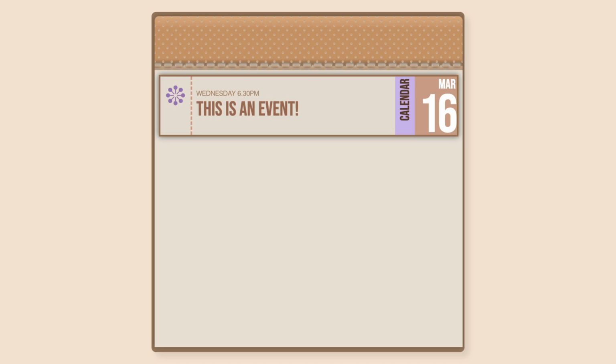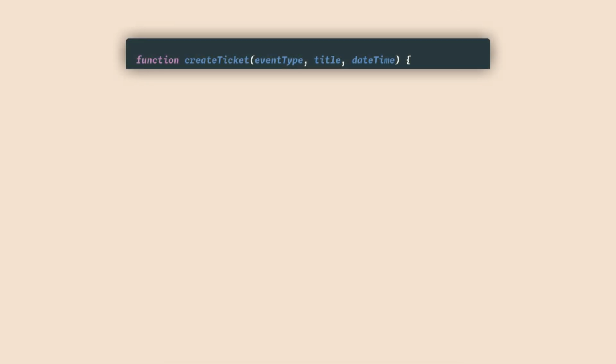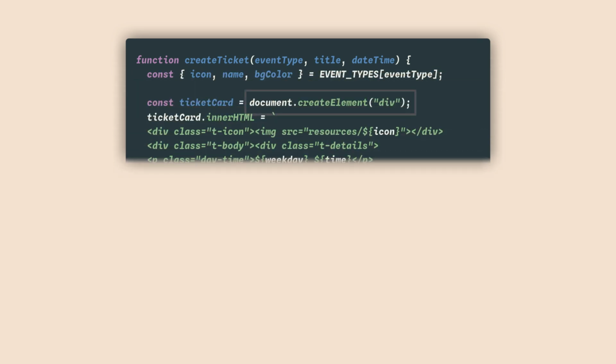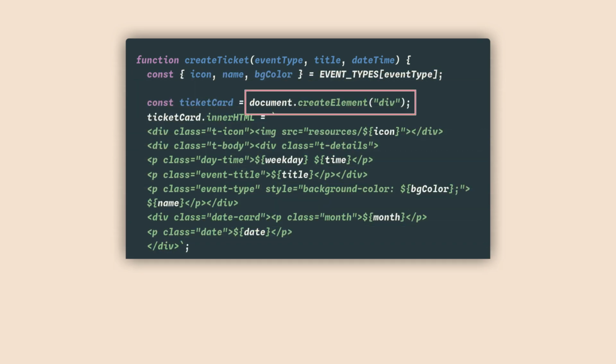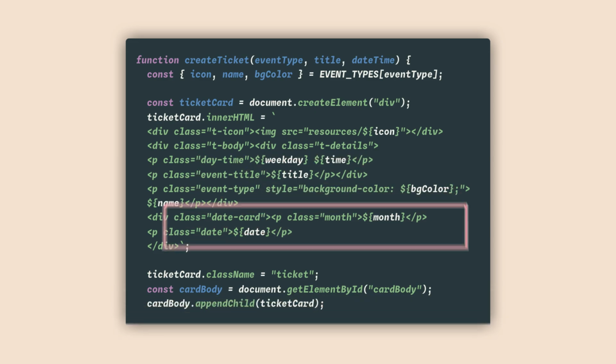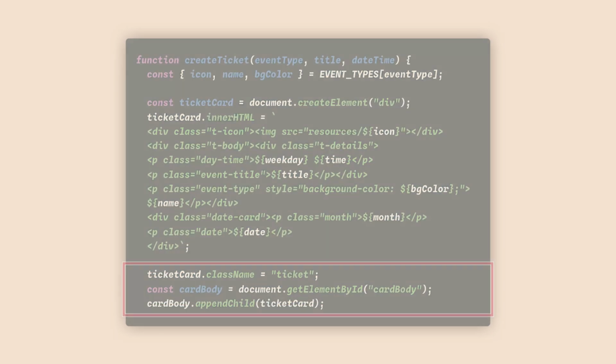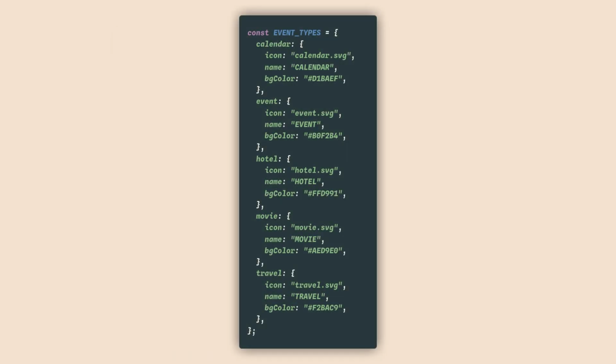Now we need to add this ticket programmatically. I have defined a function createTicket that accepts arguments like event type, title, and date time. It essentially creates a new div element based on this data and inserts it in the card body. Since we have different configurations for different event types, I've created a mapping constant that has the icon file, name, and background color for specific event types.